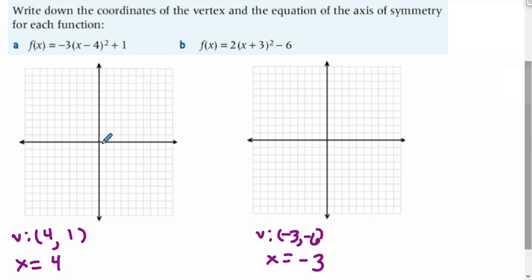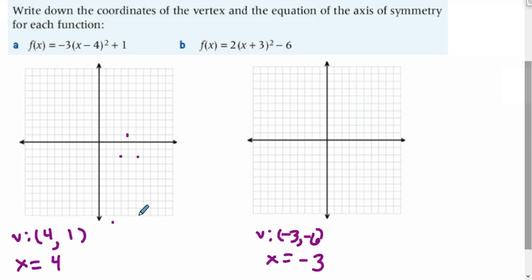Once I plot my vertex, now I look at my a value. My a value is negative, so it's going to open down. And then normally it goes 1 over and 1 down, but my multiplier is 3, therefore it's going to go 1 over and 3 down on both sides. And then typically it goes 2 over and 4 down. This one's going to go 2 over and 4 times 3 is 12, so 12 down. Again, that's from your vertex always. So that's just going to go one spot off my graph.